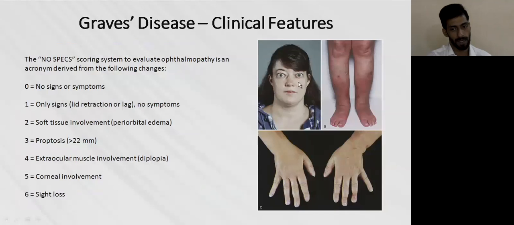So this is the picture showing orbitopathy, pretibial myxedema, and the thyroid acropathy. There are multiple scoring systems to say how severe the ophthalmopathy is. Something that is very simple to remember, not the most effective, is NO SPECS. That is no sign, only sign, soft tissue proptosis, EOM involvement, corneal involvement, and vision loss in progressive nature. There are many other scoring systems for thyroid orbitopathy.